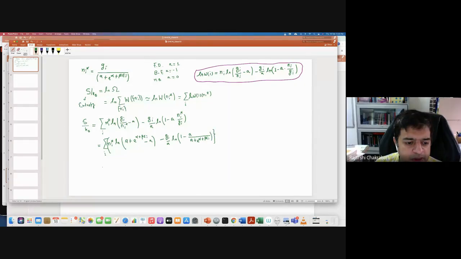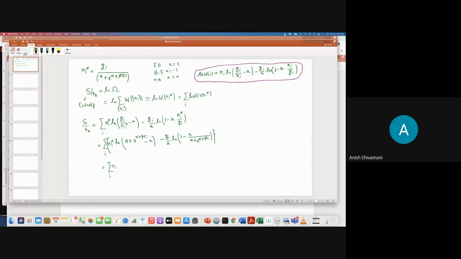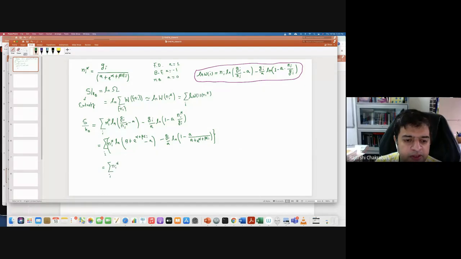Okay, so the first term becomes what? It's very easy. It is alpha plus beta epsilon i times ni star. Now this a and a will cancel, no? And log of this, so you'll get alpha plus beta epsilon i. Is this clear? I hope this is clear.